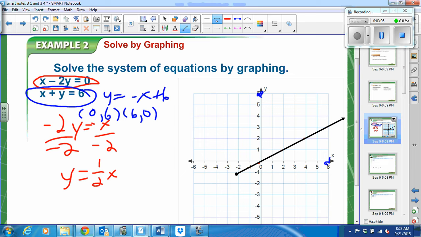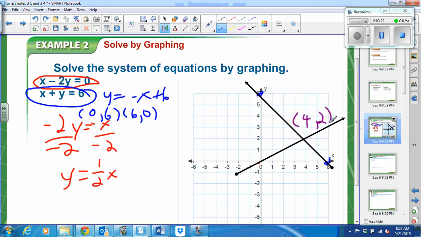Handy-dandy line feature. There. And so what we see is a solution that's equal to (4, 2). Now I'll go ahead and do that in purple. So graphically, that's how you would see the solution. Now, when two equations only have one solution, this is called a consistent and independent system.